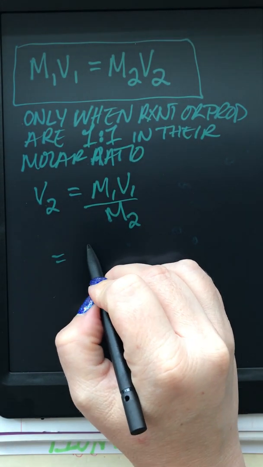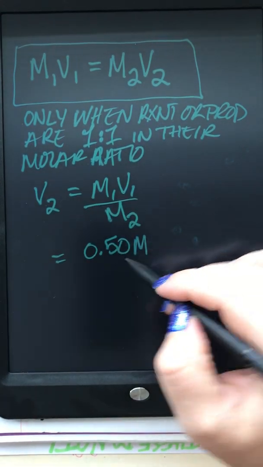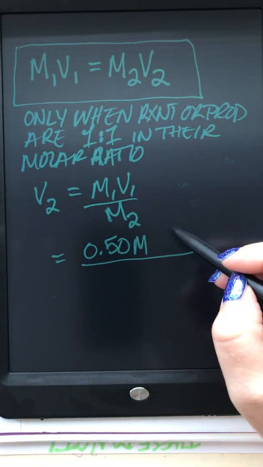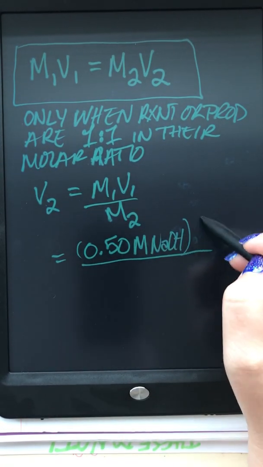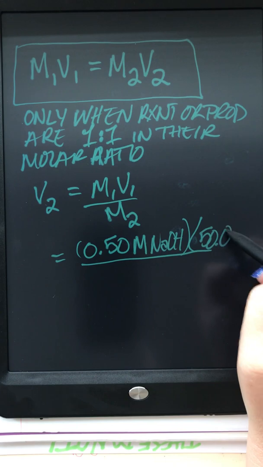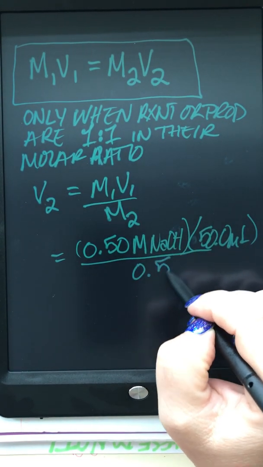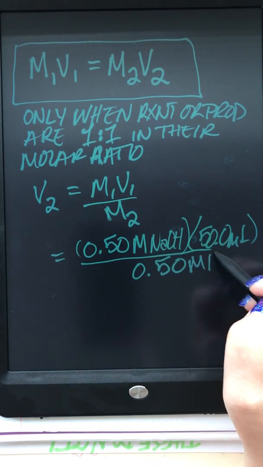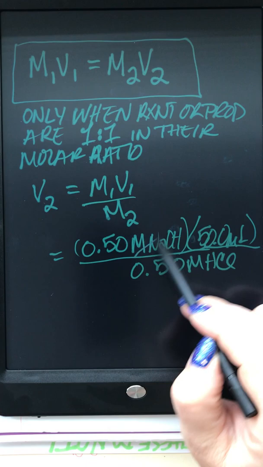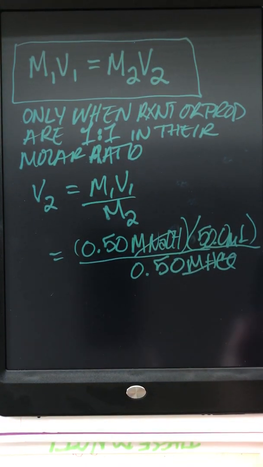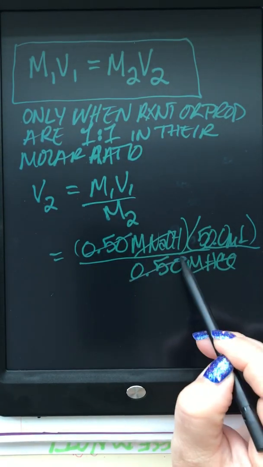So we could have our 0.5 molar NaOH times our 50 milliliters divided by 0.5 molar HCl. These guys cancel with these guys, and these guys cancel with these guys.